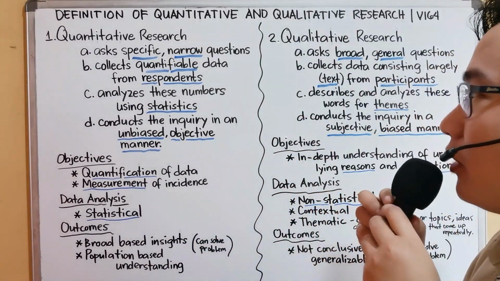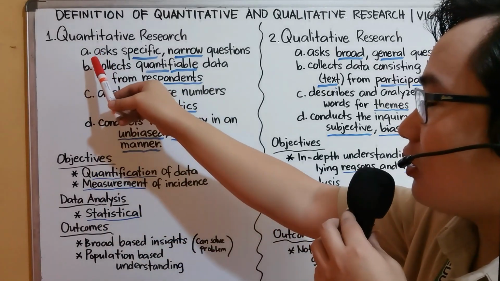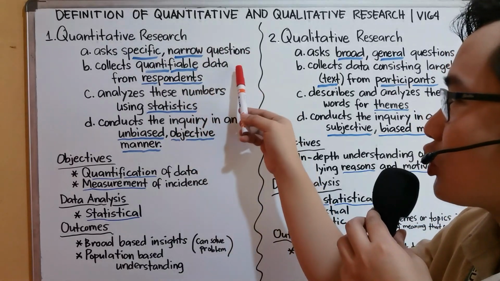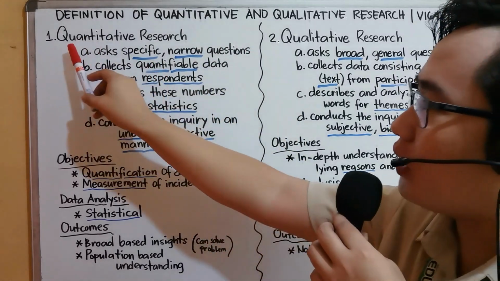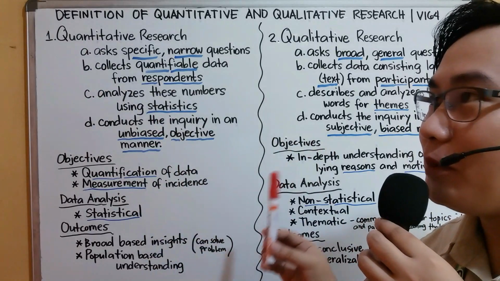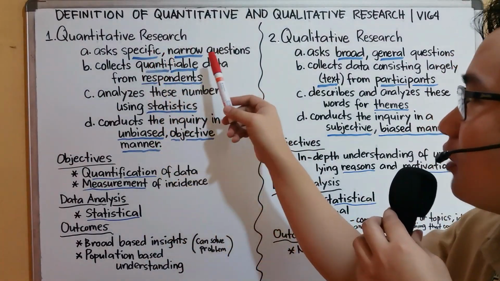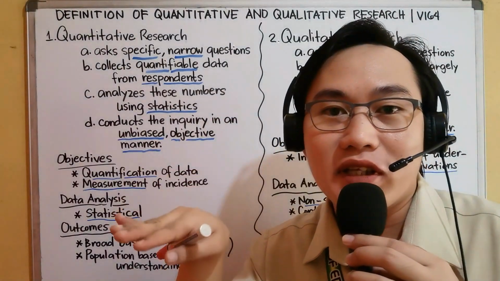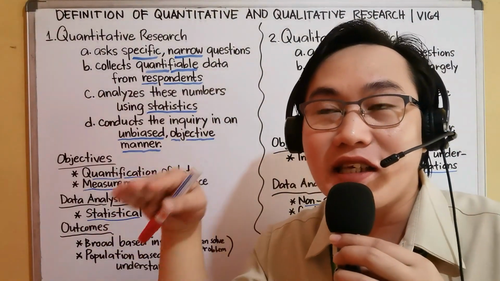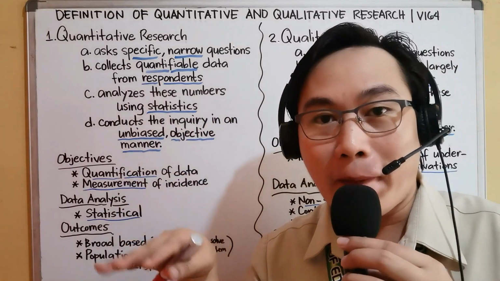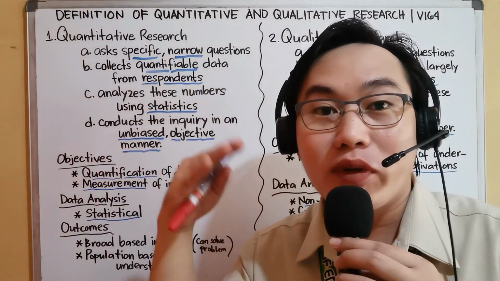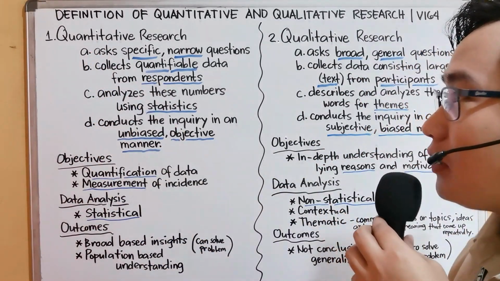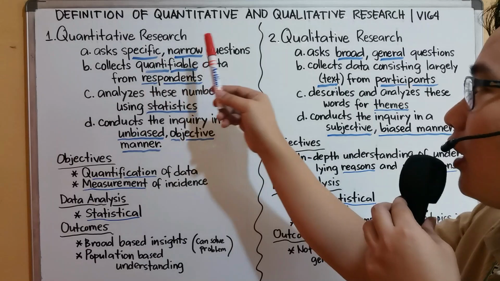Okay, so let's start from letter A. So here sa quantitative, sa letter A, nakalagay dito, ask specific narrow questions. Okay, highlight natin. So pag quantitative po ang ating research, ang gagamitin nating mga tanong is specific and narrow questions because in order for our respondents na maintindihan nila immediately, kasi as I said to you, wala tayong direct contact from our respondents kung ang ating research ay quantitative. Okay, kaya dapat the question should be specific and narrow.